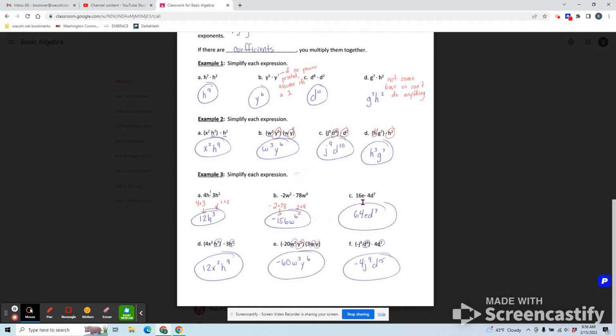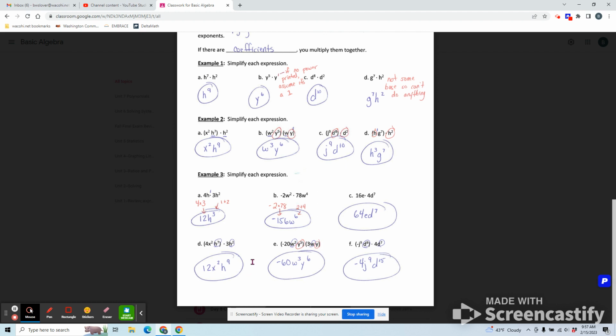Now letter C, it doesn't matter that this says 16e times 4d to the 7th. It doesn't matter that the letters are not the same. You can still multiply your coefficients together. So we're still going to multiply 16 times 4 to get 64. But we just don't do anything with the e and the d to the 7th because there's no other e's and there's no other d's. So they stay exactly what they were. We just write it as that answer.